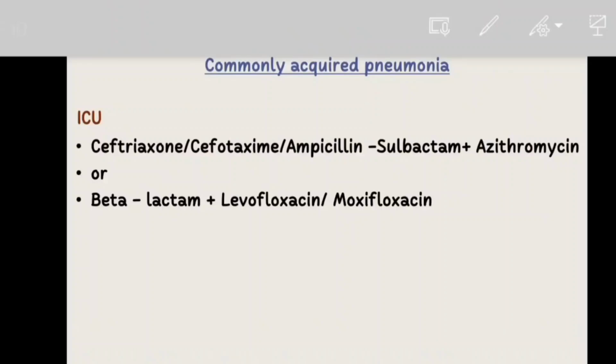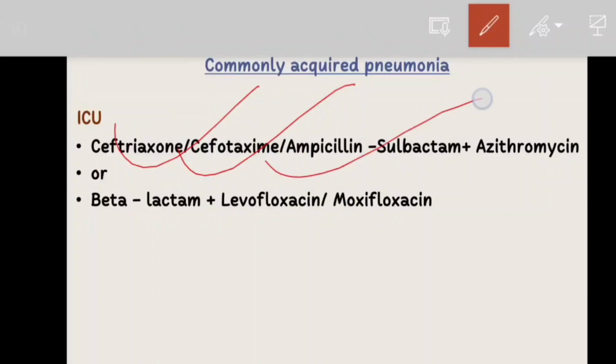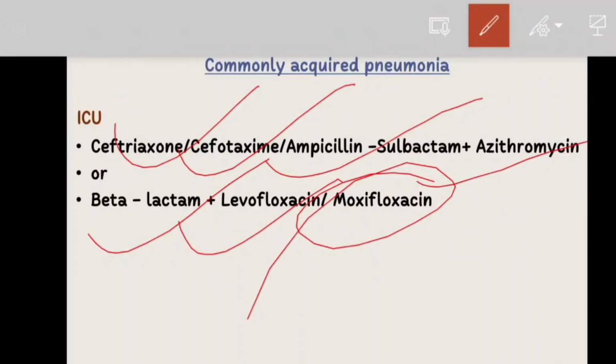Okay, now look at the ICU treatment. These are patients with severe pneumonia. Here the treatment includes ceftriaxone, ampicillin plus sulbactam plus azithromycin, or you can give a beta-lactam plus levofloxacin or moxifloxacin. Here the patient is unconscious, blood pressure is very low, oxygen level is falling, so this patient requires ICU management.